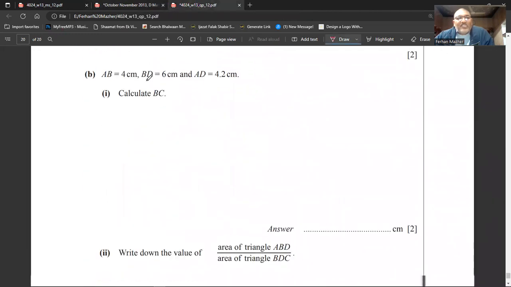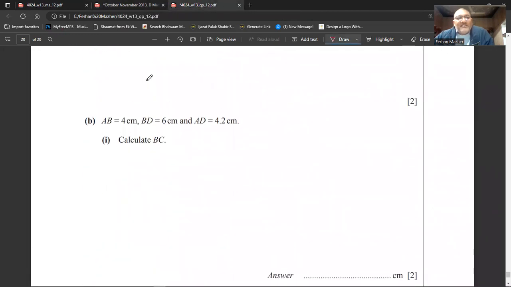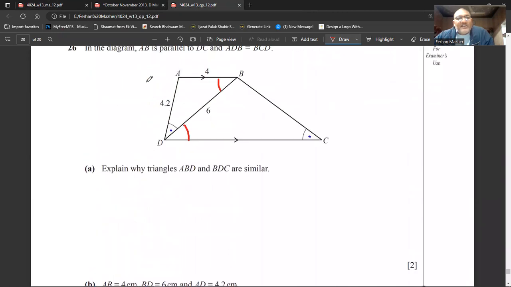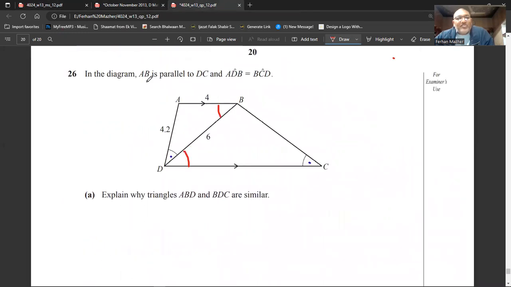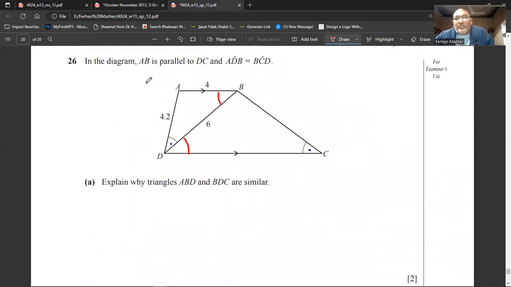So question number 26 is the B part here. The different sides are given. AB is 4, BD is 6, AD is 4.2, and BC is the question. You see, try to understand and learn this technique.